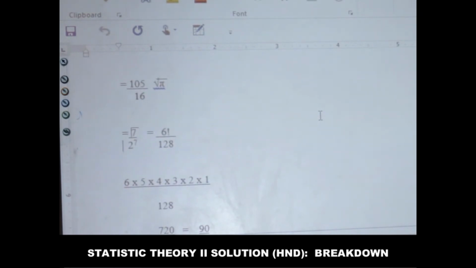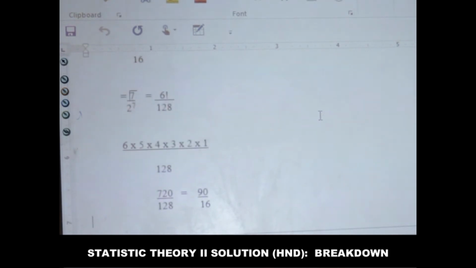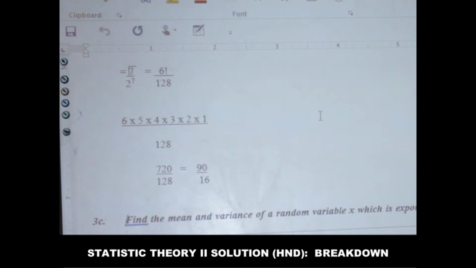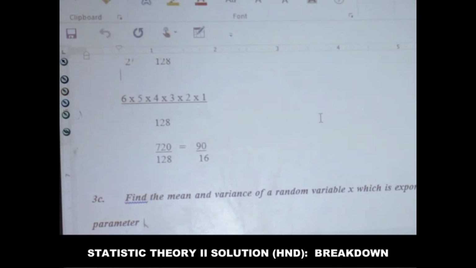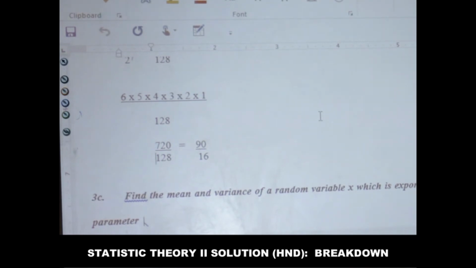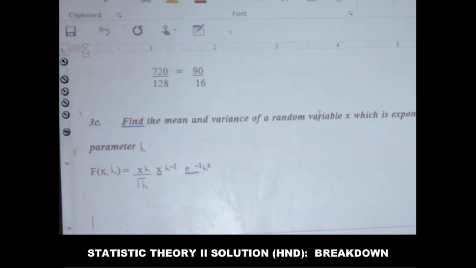You have 105, then introduce your gamma function, which is gamma function 7 over 2 raised to power 7, which is 6 factorial. Because we have 7 minus 1, which is n minus 1, and our n is 7. So 7 minus 1, which is 6 factorial, all over 2 raised to power 7, which will give us 128. So you look for 6 factorial, which is 6 times 5 times 4 times 3 times 2 times 1, over 128. So the resulting answer will give you 720 over 128, which is equal to 90 over 16.